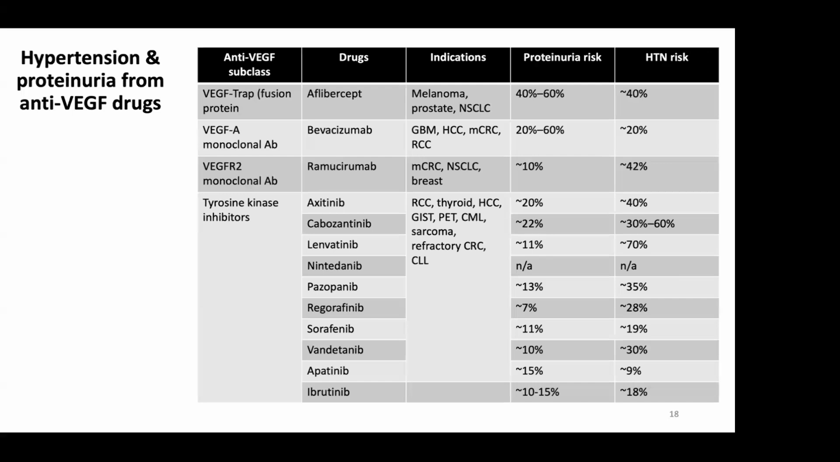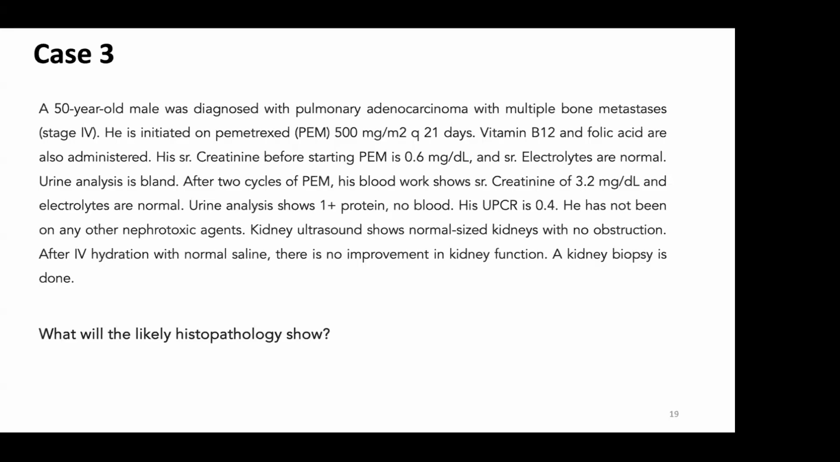So this is a chart which is extracted from one of our recent publications, which shows the hypertension and proteinuria from anti-VEGF drugs. The incidence of hypertension from these unique drugs is anywhere from 20% to 80%. Certain drugs like axitinib, which are used commonly in treatment for renal cell cancer or hepatocellular carcinoma, 40% hypertension. Cabozantinib, again 30 to 60%. Lenvatinib, 70%. So these are very unique drugs, which are very commonly used in cancer therapeutics now. And we as nephrologists will be seeing more and more incidents of hypertension and proteinuria and probably downstream glomerular disorders because of these drugs. Let's look at case 3.